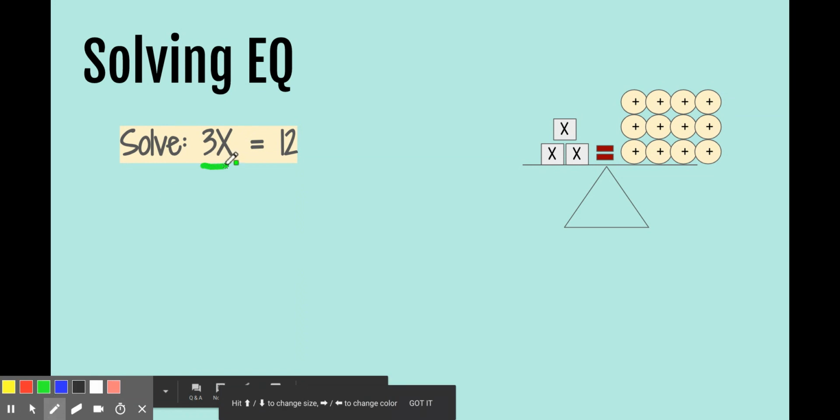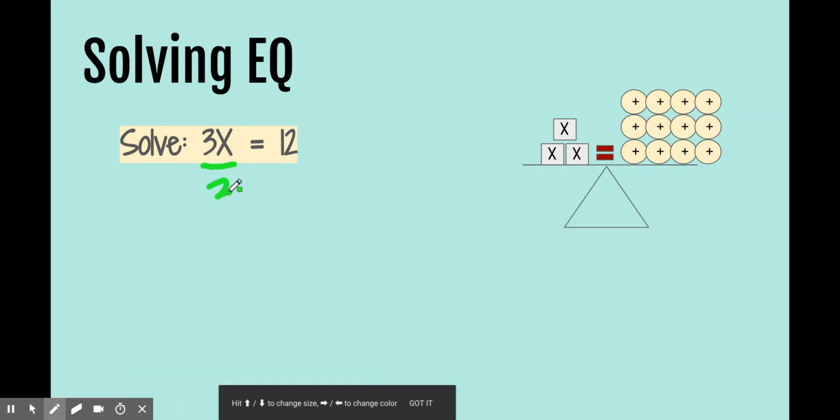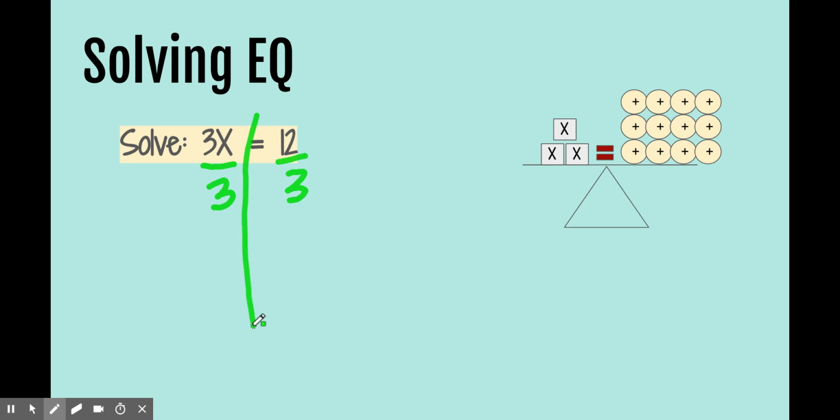Whatever I do to one side, I do to the other side. So right now I'm using a fraction form to represent my division. 3 divided by 3 is just 1x. It cancels out, so I'm left with x equals 4 because 12 divided by 3 is 4.